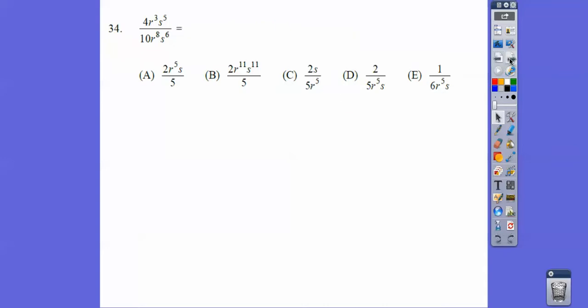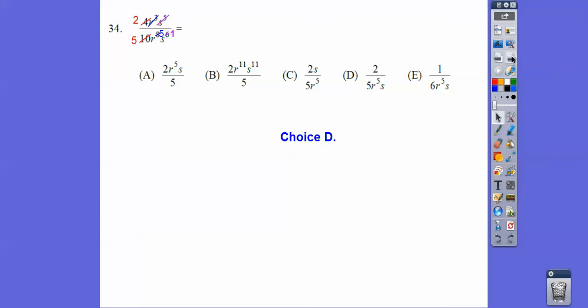Okay, easy enough. All right, so here I'm going to cancel the 4. 2 goes into 4 twice, into 10 5 times, sorry. 3 r's upstairs takes away 3 of the 8, so there's 5 left downstairs. 5 s's takes away 5 of these, so there's 1 s left downstairs. So when we do that, we get choice D right there.